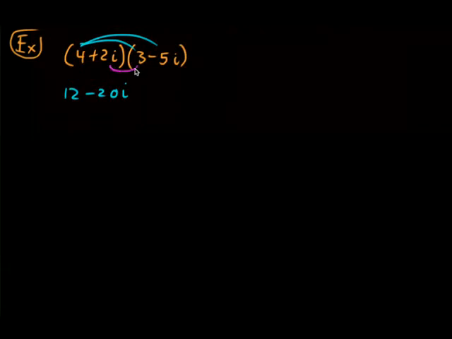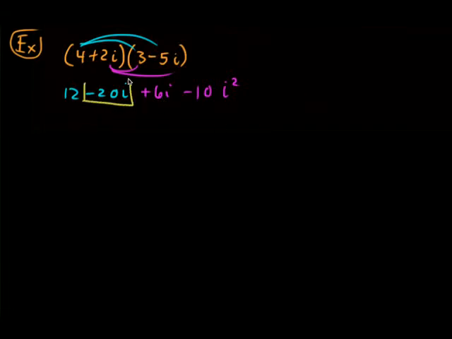And now let's multiply these. 2i times 3 is plus 6i, and 2i times negative 5i is negative 10i squared, right? So let's simplify these. Well, I've got some like terms here, right? So let's see, I've got 12, negative 20i's plus 6i's is negative 14i, and minus 10i squared.